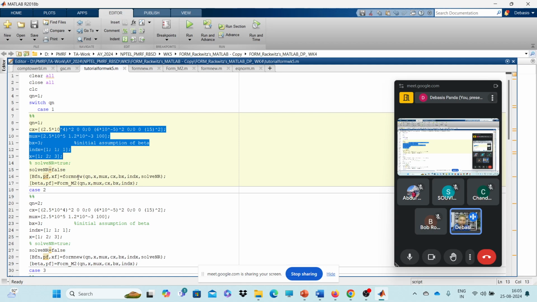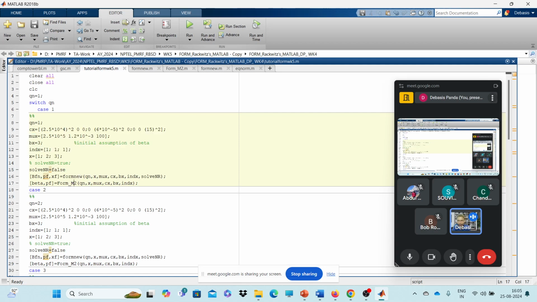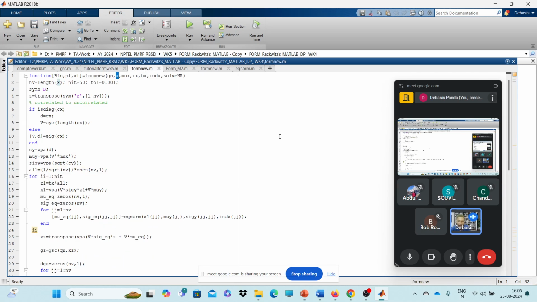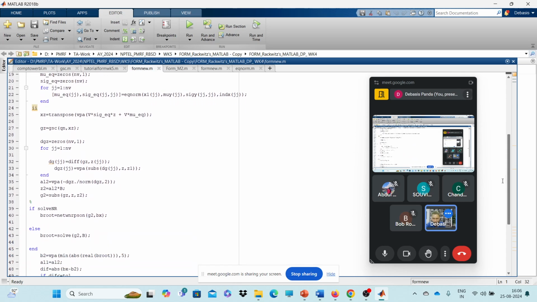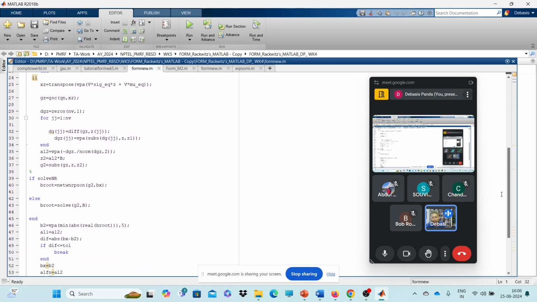Now I can call my form new function file. So for now, form m2, just close it. Clear? Can I call it? Yes, because I have provided all the values: qn, x, mu x, cx, beta, index, and this switch, solve winner false. False means it will find the root of beta, or solve the algebraic equation of beta using the broot command. Broot is an inbuilt command of MATLAB. You can easily find it out.